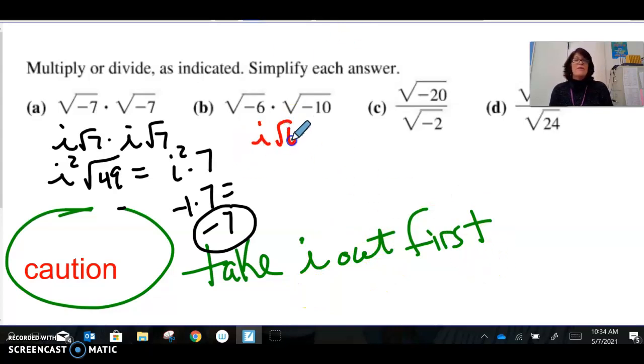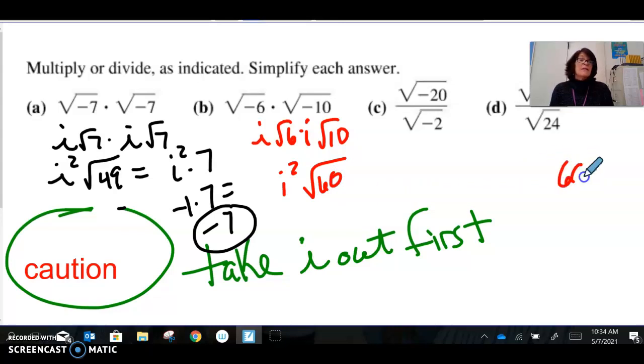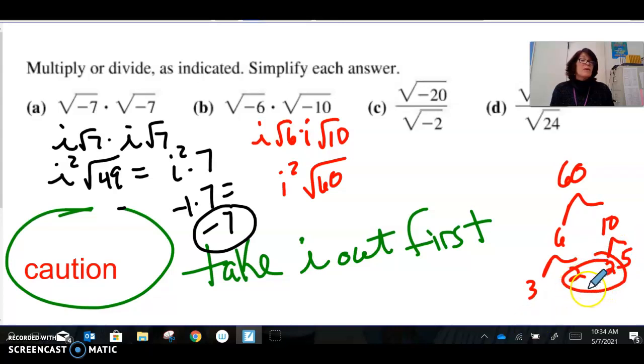So I have i squared is 6 times i squared is 10. That gives me i squared times the square root of 60. Let's see, 60 is 6 times 10, obviously. 6 is 3 times 2. 10 is 2 times 5. So I really have what's 2 times 2? 4 times 15.